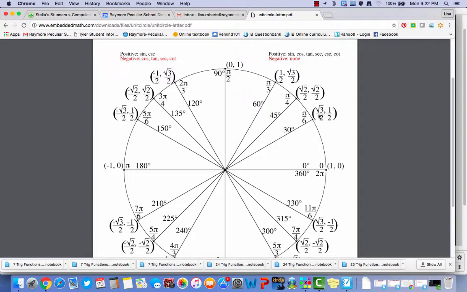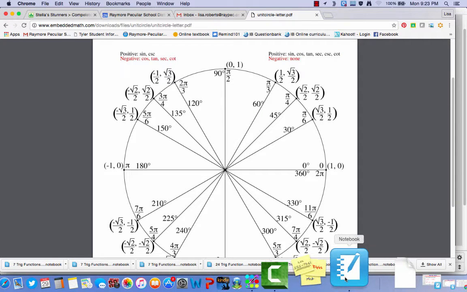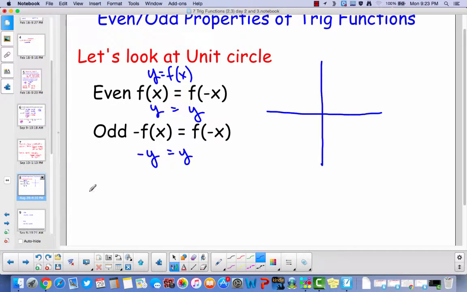Same thing with cosine. What is the cosine of 30 degrees? It's the square root of 3 over 2. What is the cosine of negative 30 degrees? It's also the square root of 3 over 2. Does that make it even or odd? Talk to your side partner about what you think. Which ones are even and which ones are odd?